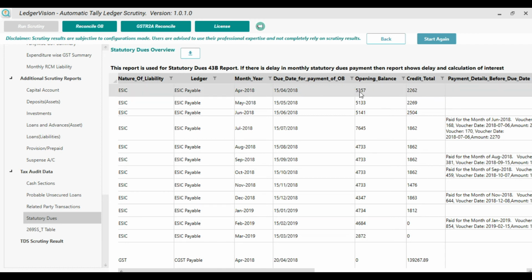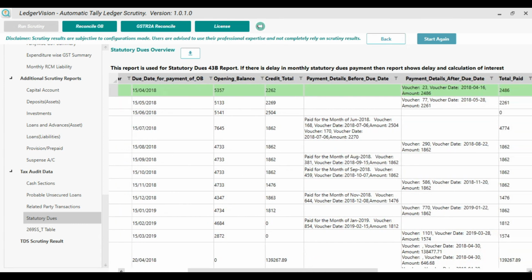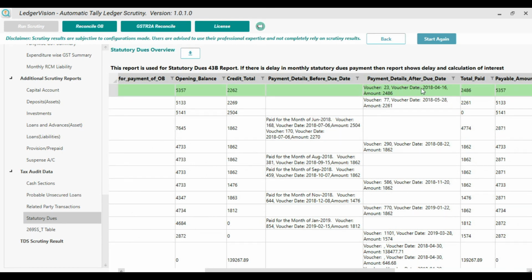Amount payable is 5357, and this amount is created during the month of April. Now there are two columns. One is for payment before due date and another is for payment after due date. In this case we can see the amount is paid after due date. So details are shown over here like voucher number, amount and date. The actual amount payable was 5357, but actual paid is 2486. That too, they have delayed by 1 day.